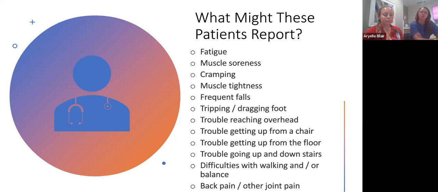You might have trouble reaching overhead. A lot of people will report that they cannot do their hair when standing up or sitting anymore, and they have to lay down on their back to do their hair. They have trouble getting up out of a chair or a low sofa, trouble getting up from the floor, and we can help with that, work on different techniques to where you might actually be able to do it on your own or with the help of a caregiver. Trouble going up or down the stairs, difficulties with walking or balance, and back pain or other joint pain.